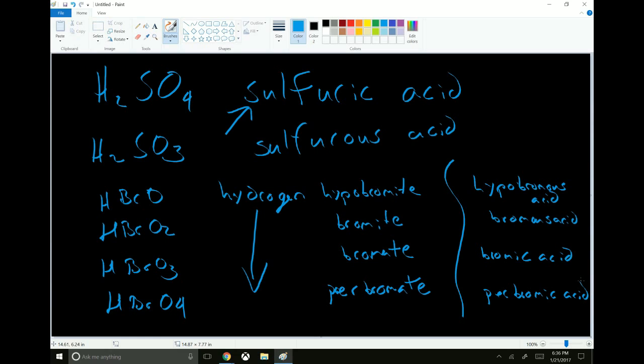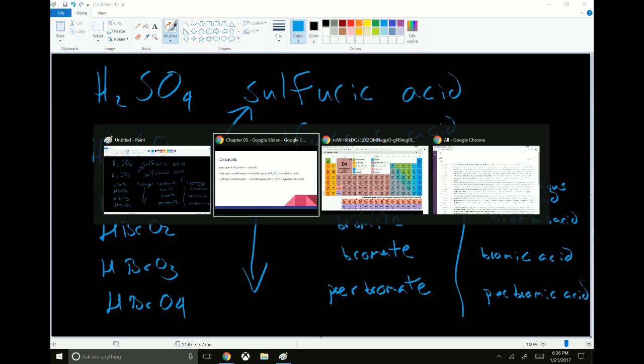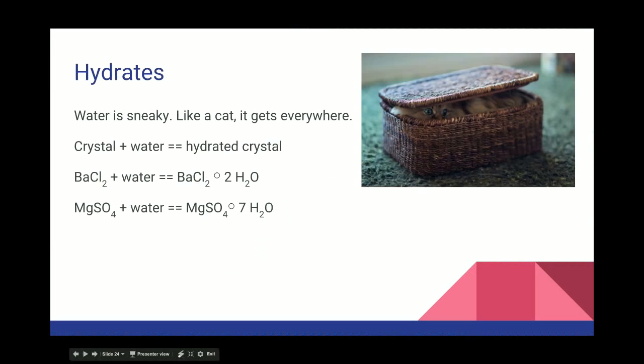Once again, you'll see that there's the difference between the solid and the aqueous forms and so on, which is annoying, but it's one of those things you just gotta know because it's not going anywhere. All right, and we have quite a bit left over, so we will start hydrates in our next lecture.